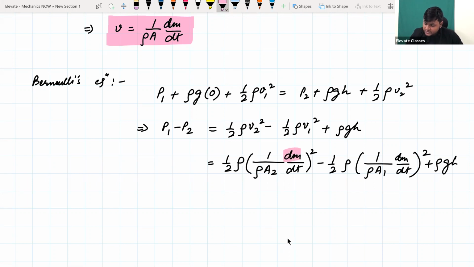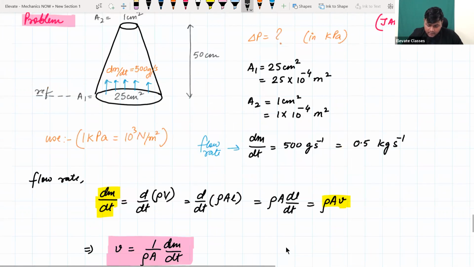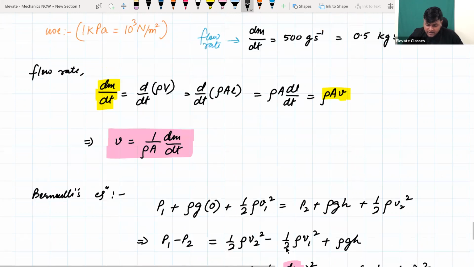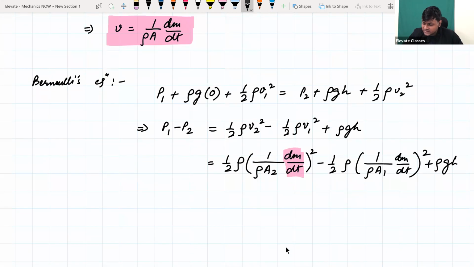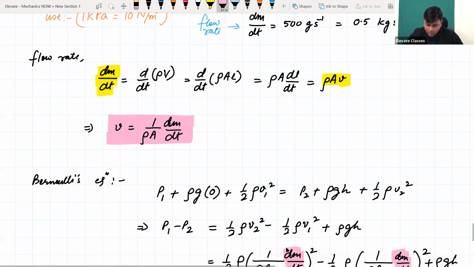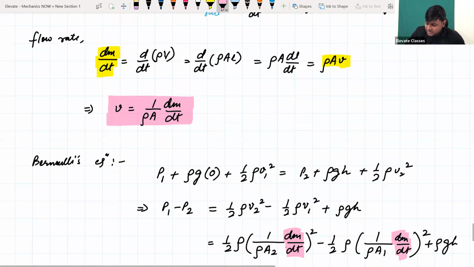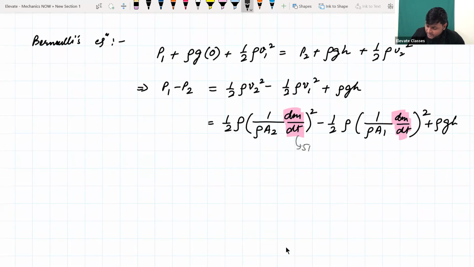तो ये क्वांटिटी कितना है? ये क्वांटिटी तुम्हें दिया हुआ है, इट इज 500 ग्राम पर सेकेंड. ये क्वांटिटी भी एग्जैक्टली सेम ही होगा कंजर्वेशन ऑफ मास की वजह से, सिर्फ एरिया अलग अलग होगा, A2 और A1 अलग अलग होगा. ओके, सो दिस इज गिवन एज 0.5 kg per second and this is also 0.5 kg per second.